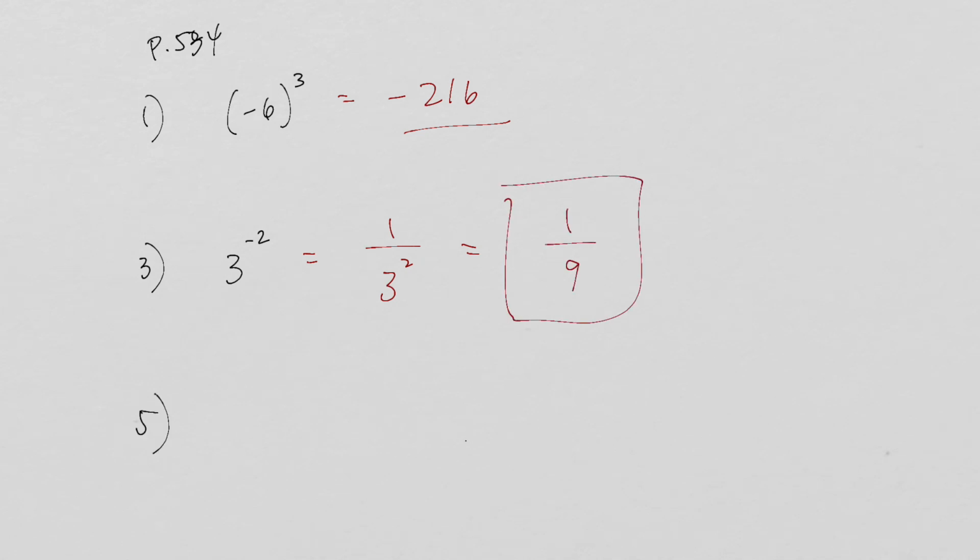Number 5 is negative 4 to the negative 3. Now, you can do this in any order, but if you want to do the negative first, you're going to invert this, and this is going to be 1 over negative 4 to the positive 3. And 4 times 4 times 4 is 64. And the negative is going to stay around because it's going to be multiplied out an odd number of times. So this is going to be a negative 1 over 64.